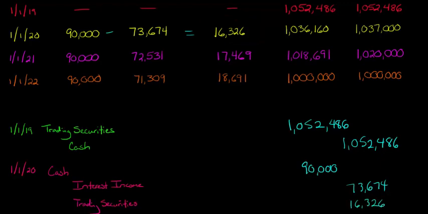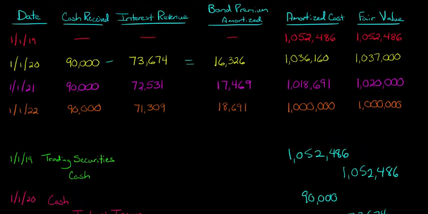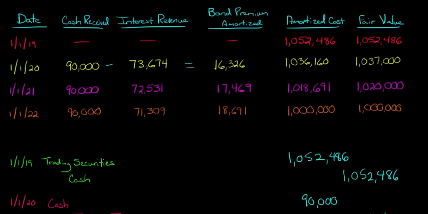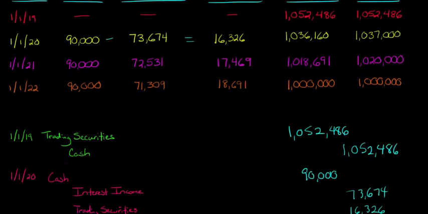If any of this is confusing, just go back and watch the video we did on the held to maturity securities. Now here's where things get different from held to maturity securities. We need to make an adjustment because at the end of the first year, on January 1st, 2020, our amortized cost and our fair value are now different. The fair value is higher than the amortized cost. So if you think about it, we've had a gain, and we need to record that.